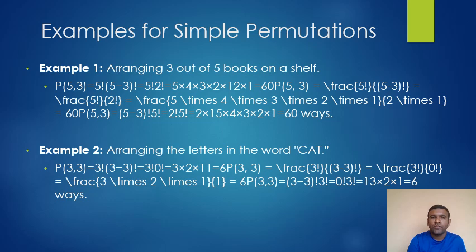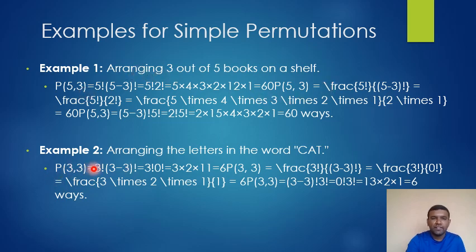First one is about arranging 3 out of 5 books on a shelf. By applying the formula P(n, r), we get the final answer as 60 ways. Let me point it out for you. The final answer of 60 ways is what we get by working out the P(5, 3) formula. This is for arranging 3 out of 5 books on a shelf.